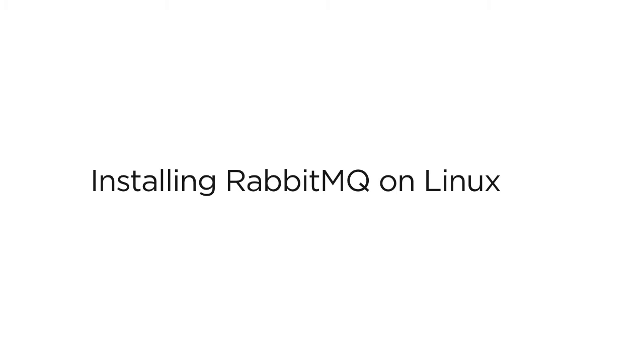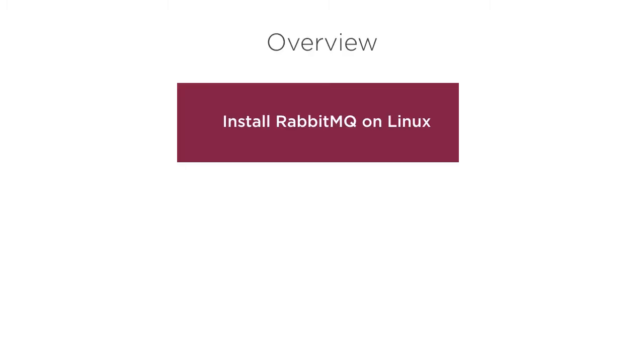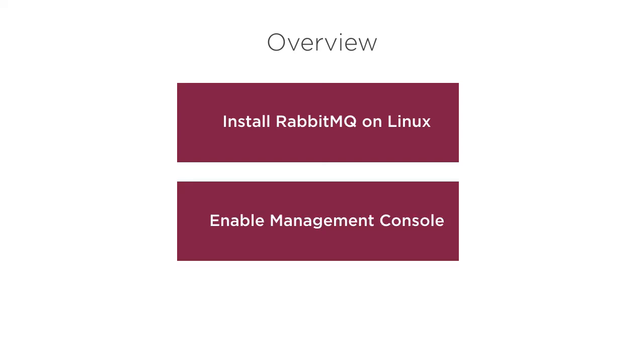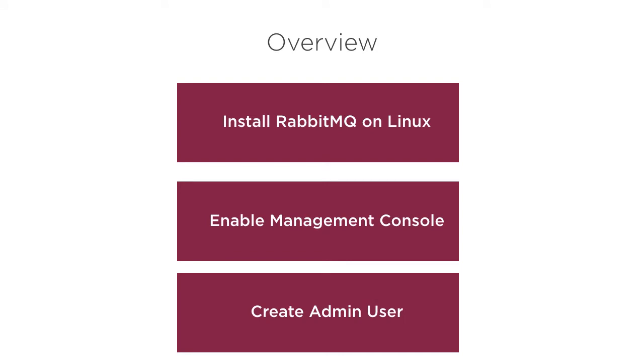RabbitMQ is one of the most popular messaging queuing software or broker. It allows for asynchronous transfer of messages from producers to consumers, supporting most popular messaging protocols like AMQP, Stomp, etc. In this video, we will see how to install RabbitMQ on a Linux server, enable and access its management console, and create an admin user.